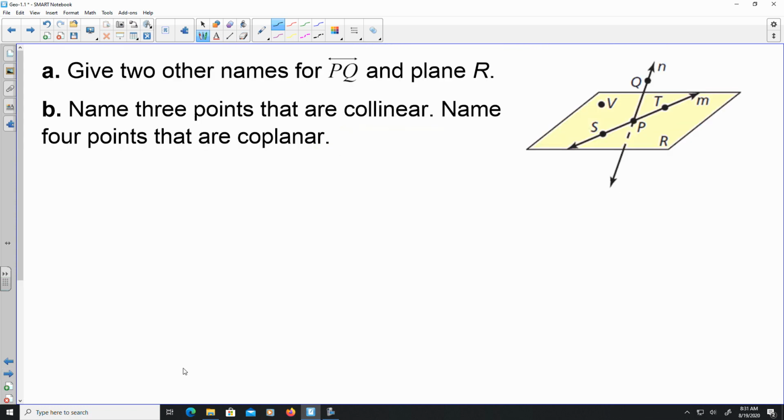So part A here, we have a diagram to the right. It says give two other names for line PQ and plane R. So let me give it a different color. Line PQ is right here. So giving it two other names, it's got the N there, so I could say, oh, this is line N.